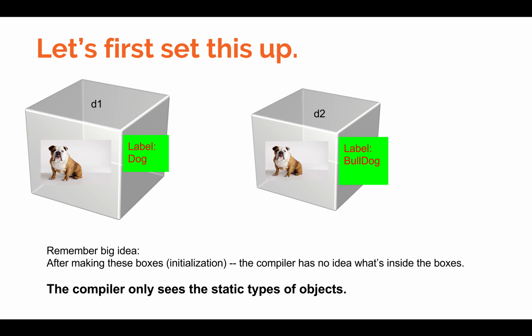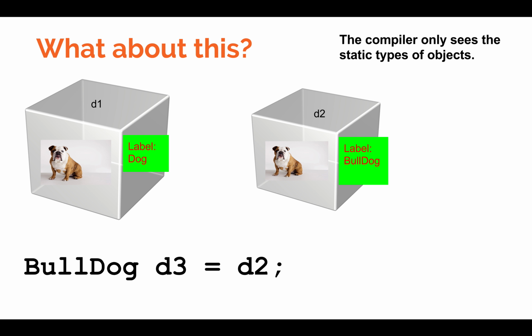After that, the compiler has wrapped it up. The compiler cannot see inside the box. The compiler does not see the dynamic type. The compiler only sees the static type. I'm saying this again and again, so it sticks. In fact, this line is so important that I'm going to keep it there for the next like 50 slides. Super important.